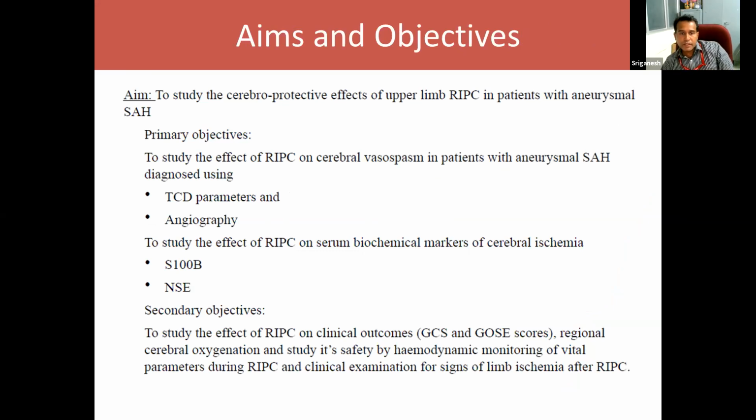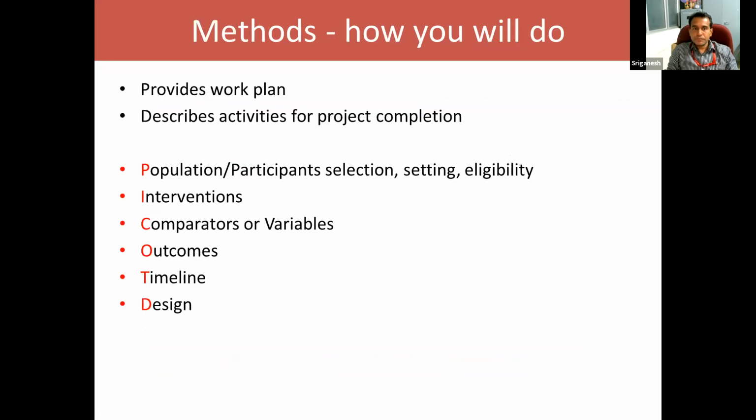Here we specifically mention the primary objective as incidence of vasospasm and intervention of remote ischemic preconditioning, and how we are going to measure it, the TCD parameters and angiographic parameters. And then we have listed certain secondary objectives such as clinical outcomes, for which the statistical power may not always be there. The next broad section is methods.